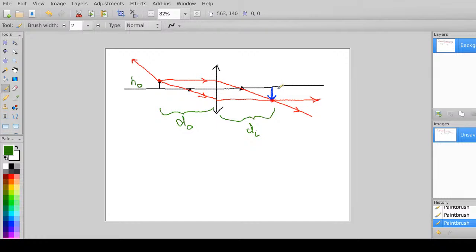All right, and we'll call the height of the image here HI, like that. And you can see that there are triangles there. There's one triangle right there. Can you see my cursor? Yeah, I guess you can. There's a triangle there, and then there's another triangle there.